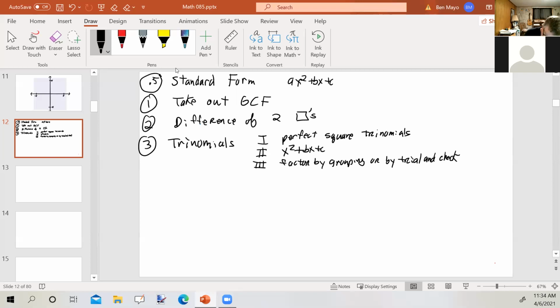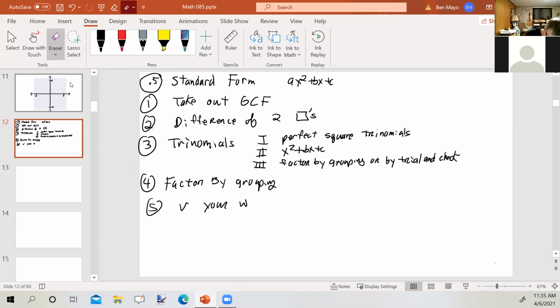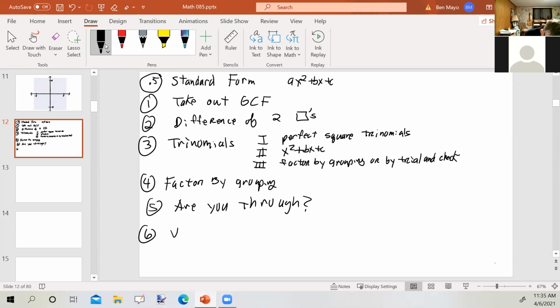Okay, and then back here 4, factor by grouping. 5, check your, oh, no, that's wrong, sorry. Are you through? And then 6 is check your work.